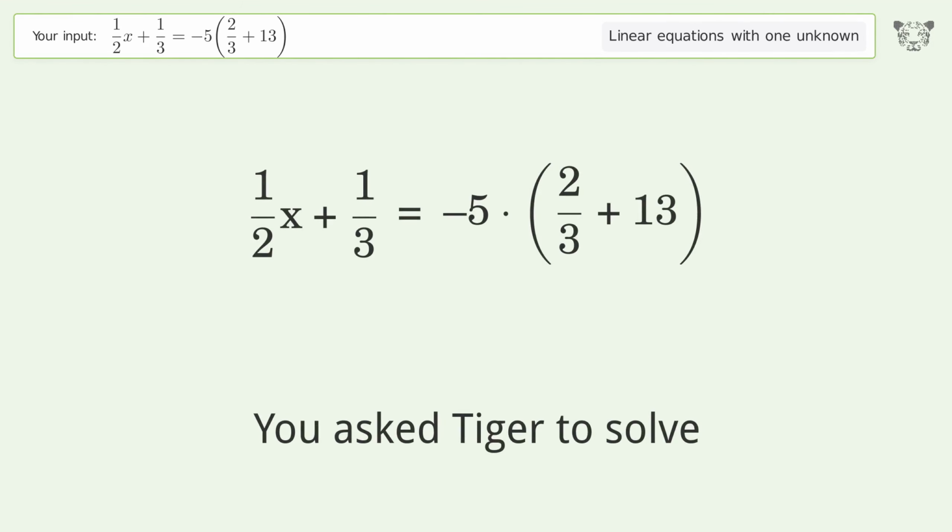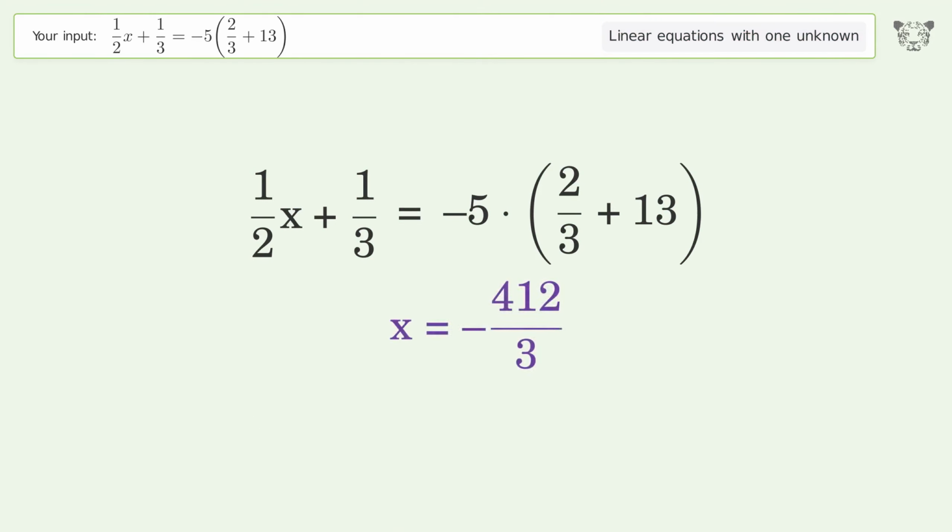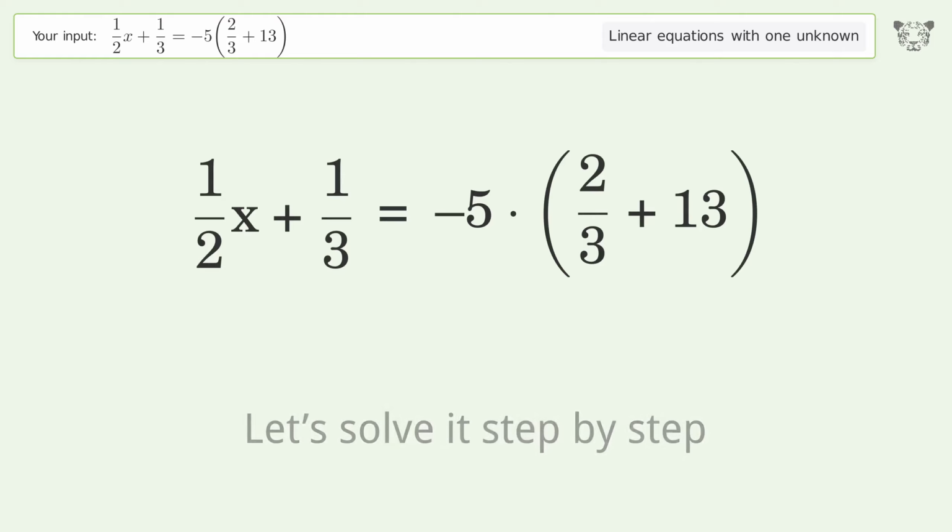You ask Tiger to solve. This deals with linear equations with one unknown. The final result is x equals negative 412 over 3. Let's solve it step by step.